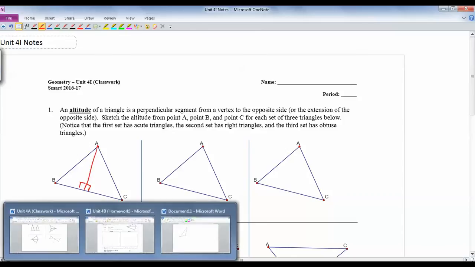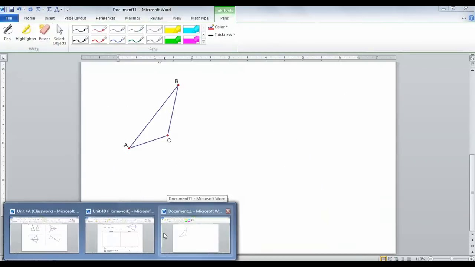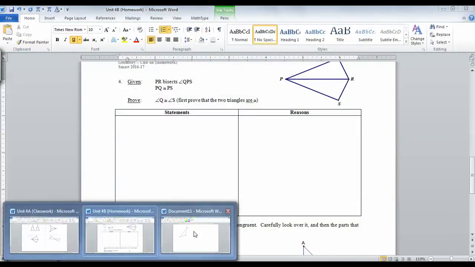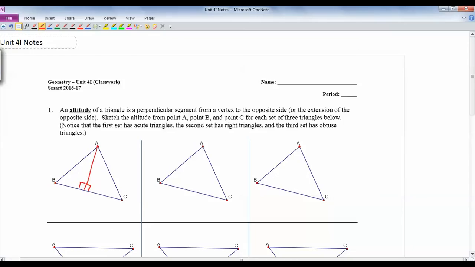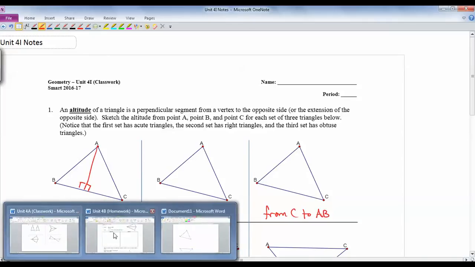Sometimes it's easier to rotate the page to sort of see how this works. I can't rotate the page, but what I can do is rotate the triangles. So here's the first triangle. Let me go back to this first. This is the altitude from A to BC, from point A to side BC. So let's do one from B to side AC, and then another one from C to side AB.